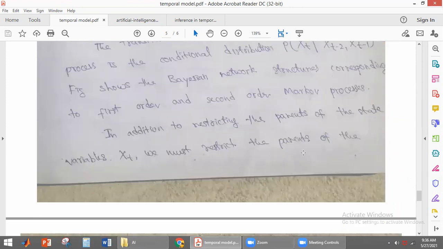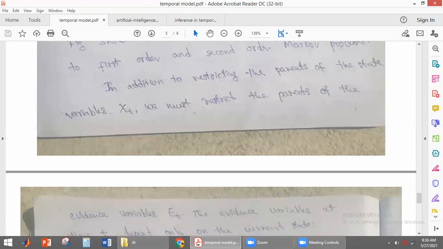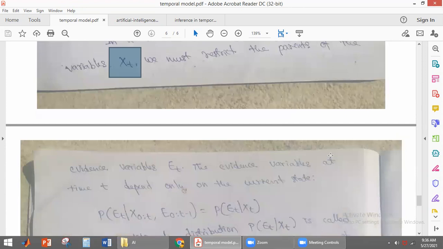So what are we doing here? We are restricting the parents of the state variable. xt is the state variable. Now, in addition to restricting the parents of the state variable, we will also restrict the parents of the evidence variable. What is the state variable? Unobserved random variables are called state variables. Observed random variables are called evidence variables. Now we are restricting the parents of evidence variables.